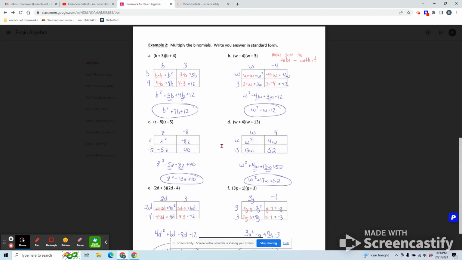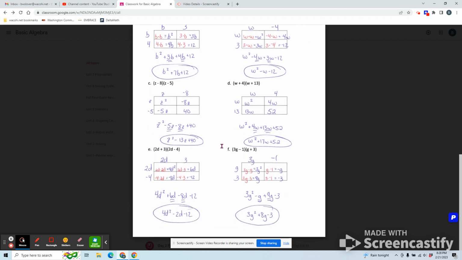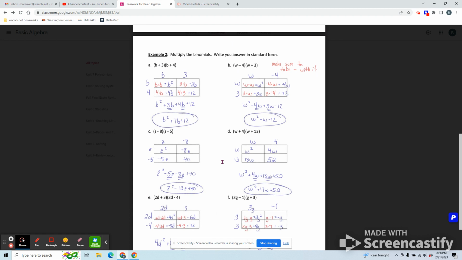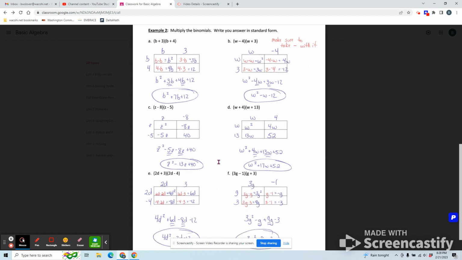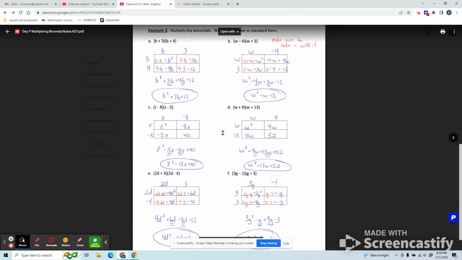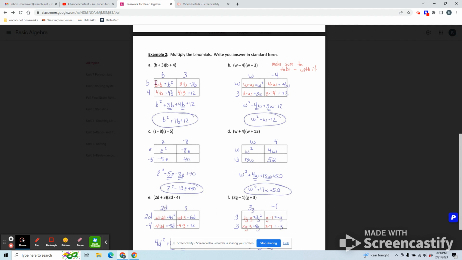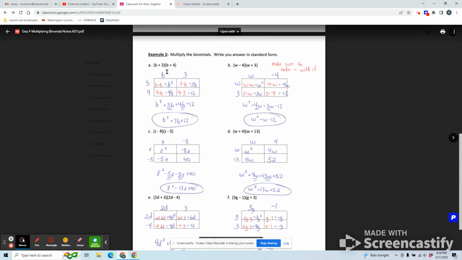Now example 2 is the same thing. They're all just different numbers. The concept, the organization is all the same. Multiply your binomials. I chose to put the b and the 3 up top, and the b and the 4 on the left. Once again, you can switch those factors around. You can have b plus 3 over here and b plus 4 up top.